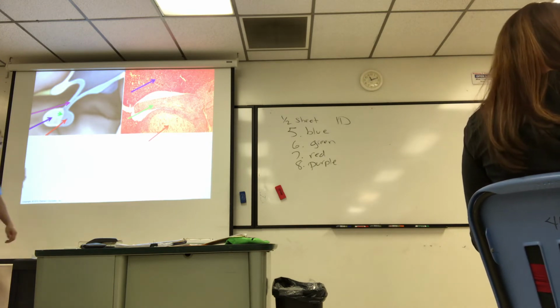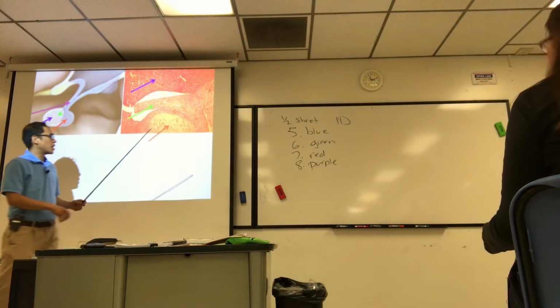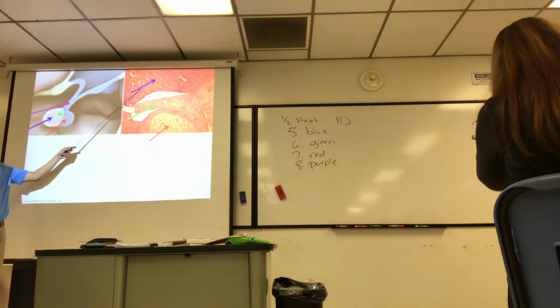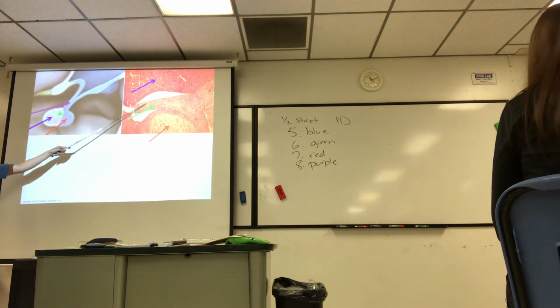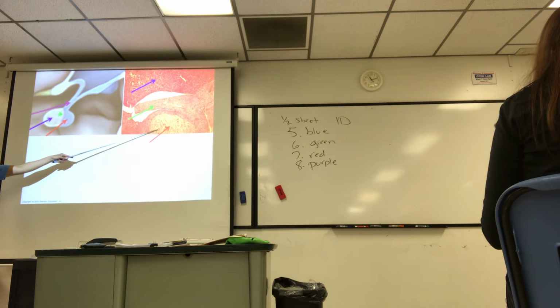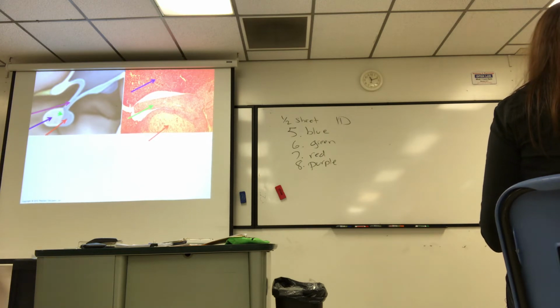All right, we're going to move on, but just check back real quick. If you're following along okay, you should have got that blue is anterior pituitary. Green, pars intermedia. What's red? Posterior pituitary. What did you put for the purple? Infundibulum or pituitary stalk. So that's some histology there and identification.